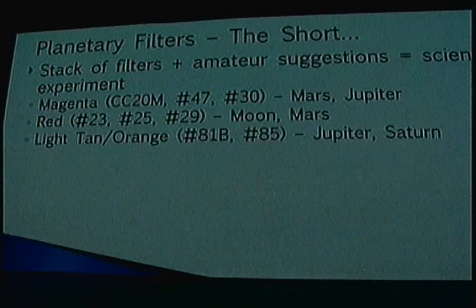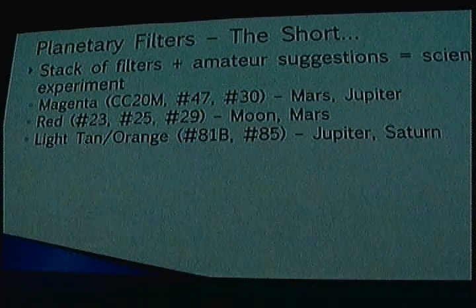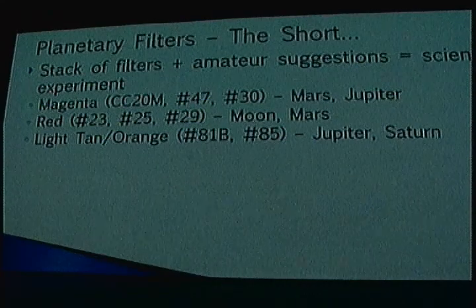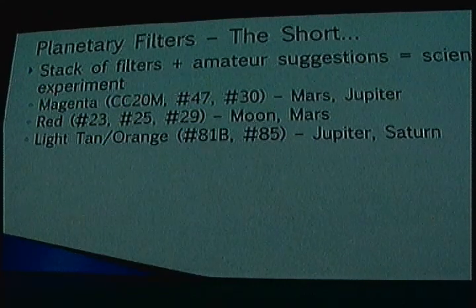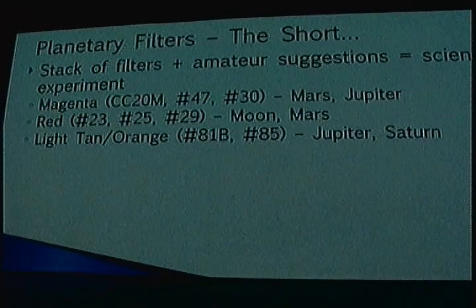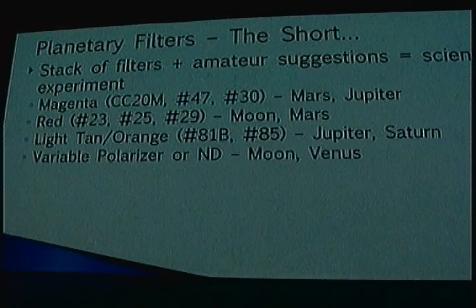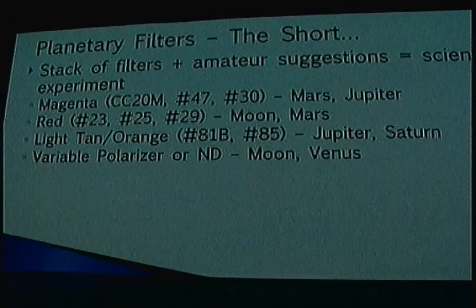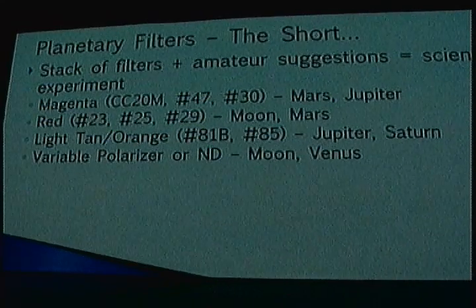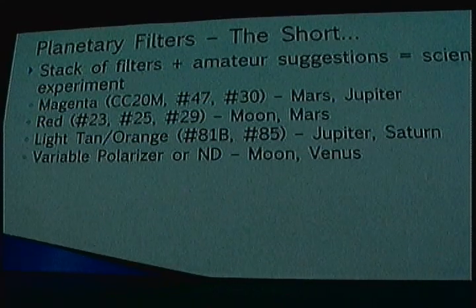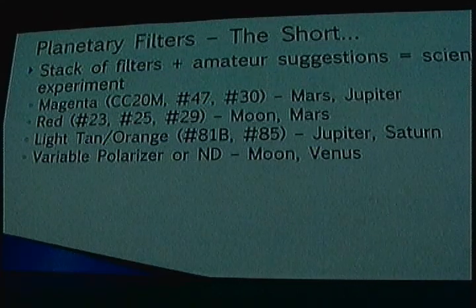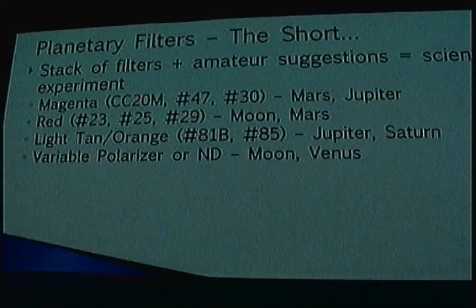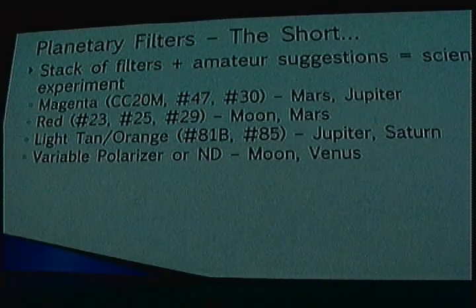Another pair of filters that I found pretty useful were light tan to light brown colored filters. 81B and 85 are good examples of those. I found that they increase contrast on Jupiter and Saturn. And then finally, for looking at the Moon or Venus, very bright objects, using a variable polarizing filter or a neutral density filter I found to be very helpful. Cutting the light intensity down just a little bit helped the eye to adjust and see more detail. So, this is my short list, a little bit better than the previous table.